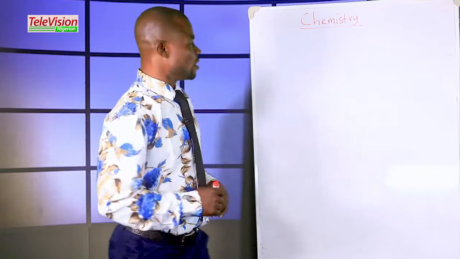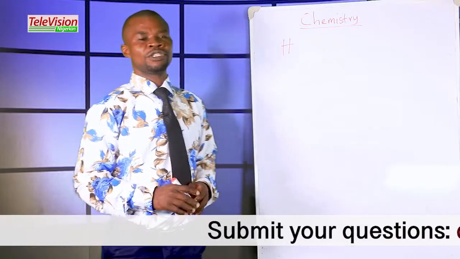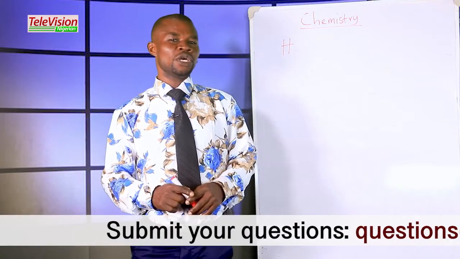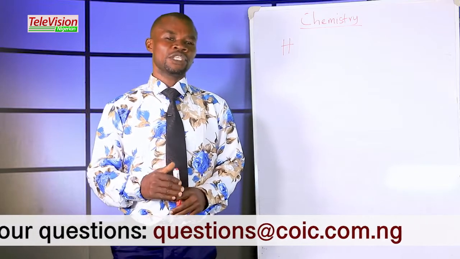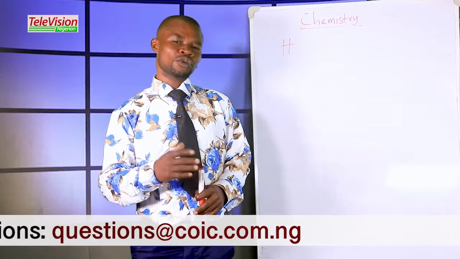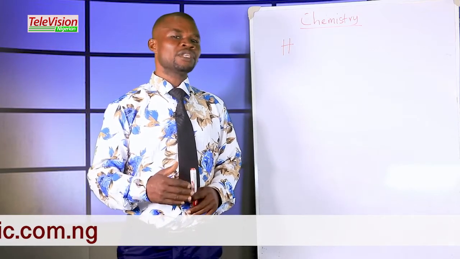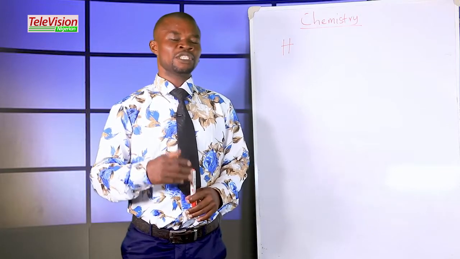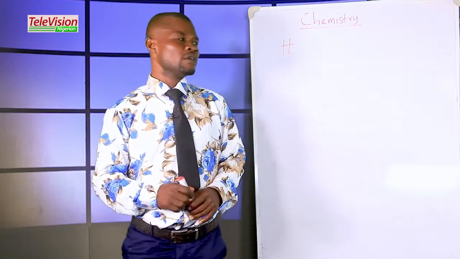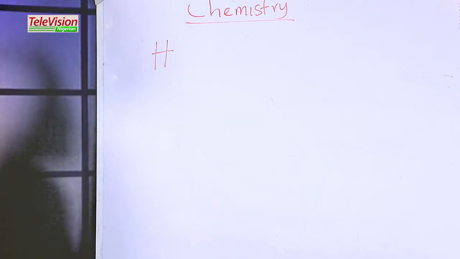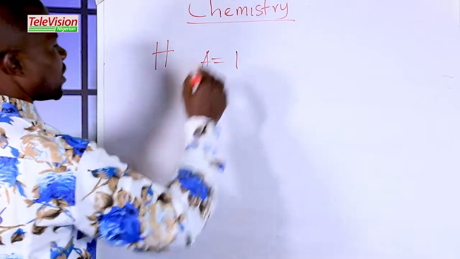For example, let's consider hydrogen. The symbol of hydrogen is H. The atomic number of hydrogen is 1. Note that we use electrons to carry out electronic configurations, and the number of electrons is equal to the number of protons, and the number of protons is equal to the atomic number, and therefore we use the atomic number to carry out the electronic configuration, because in a neutral atom the number of protons is equal to the number of electrons. So the number of electrons in hydrogen is 1. That is, the atomic number of hydrogen is 1.